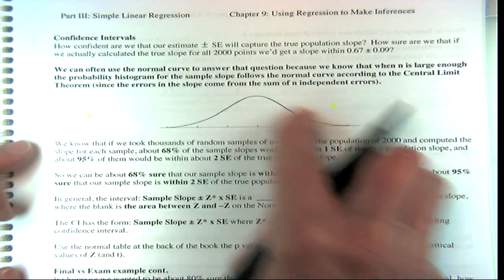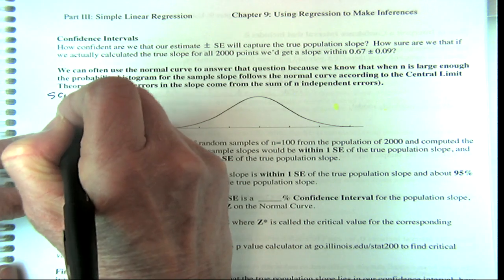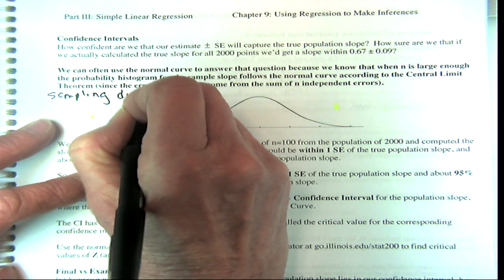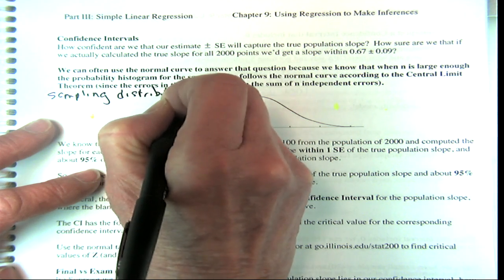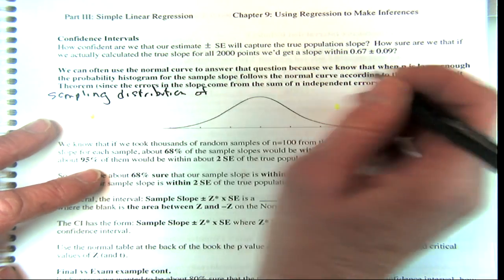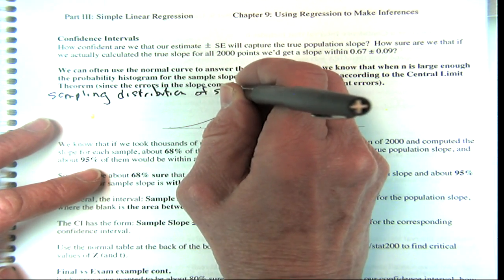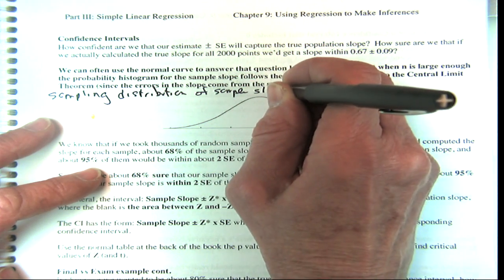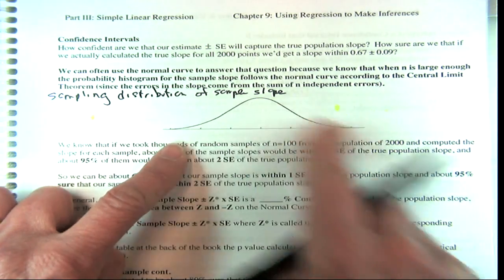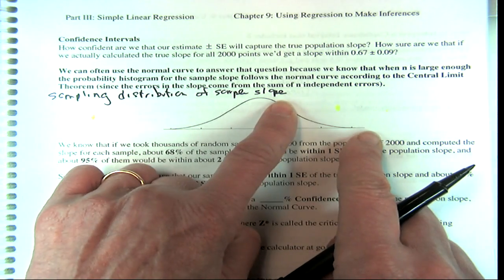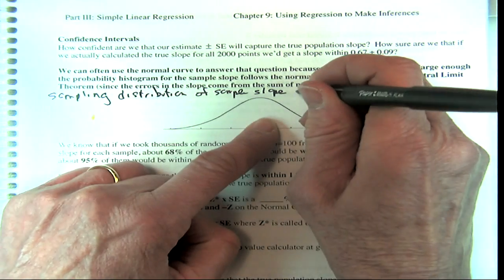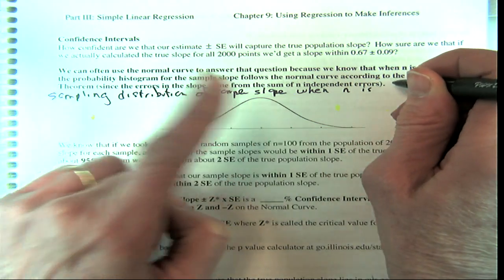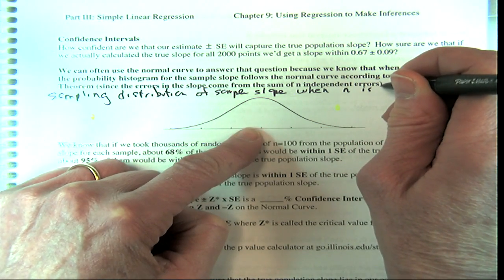So then you have what's called the sampling distribution, right? This sampling distribution of our sample slope, this is this right here. The normal curve is the sampling distribution of our sample slope when n is large. We're going to have to use t-curves when n is small.